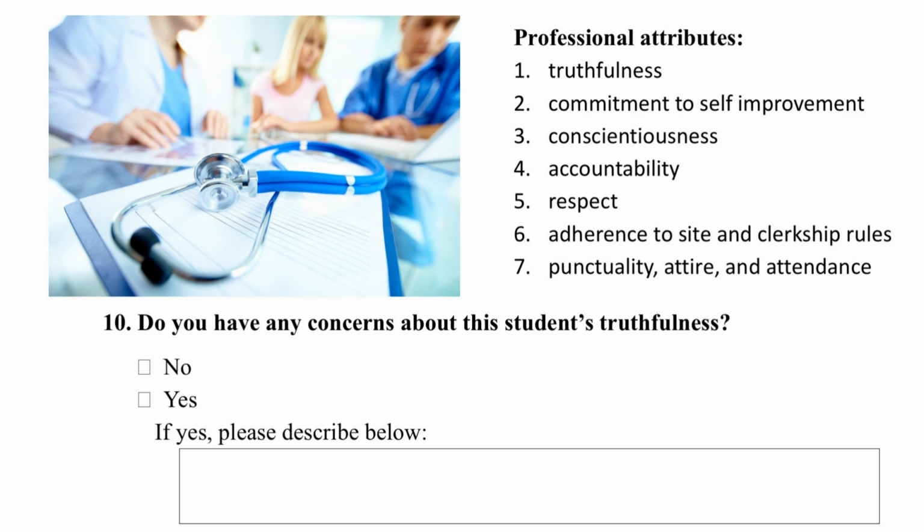The last section of the assessment form consists of the items assessing student professional attributes. These are things like truthfulness, commitment to self-improvement, conscientiousness, accountability, respect, adherence with site and clerkship rules, punctuality, attire, and attendance. With your feedback, we've reduced the number of these questions on the CASP. The first question in this area asks if you have any concerns about the student's truthfulness. If you do have any concerns, we ask you to give us a little more information about your concerns.